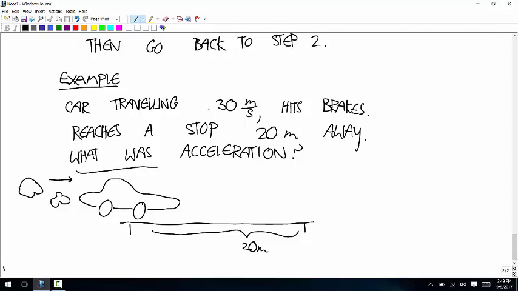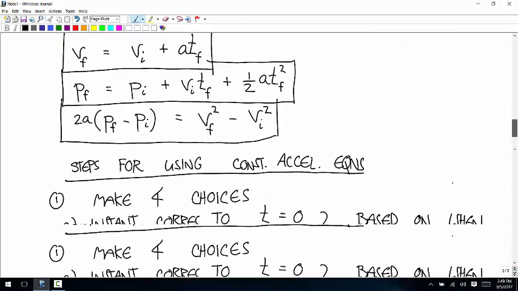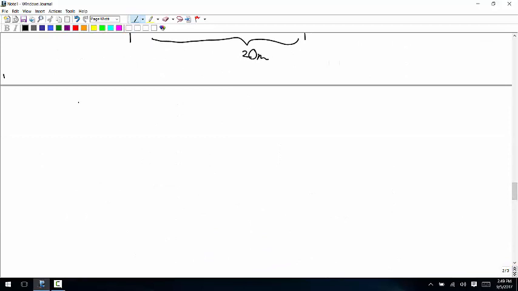Well, we know that at the instant that the driver hits the brakes, the car is moving 30 meters per second. So we know something at that instant that the car starts braking, right? So I'm just going to write it like this for now. Our time equals 0 instant is going to be when the car hits brakes.